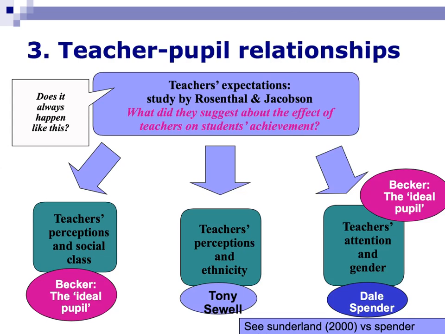Again, it's a great study to use because you can use it to talk about teachers' perceptions and social class, which links to Becker's notion of the ideal pupil. You can also use it to talk about teachers' perceptions and ethnicity. This is where Tony Sewell argued that teachers tended to view black boys largely as troublesome, as weaker students, and as a result are more likely to possibly stereotype them negatively and give them negative labels.